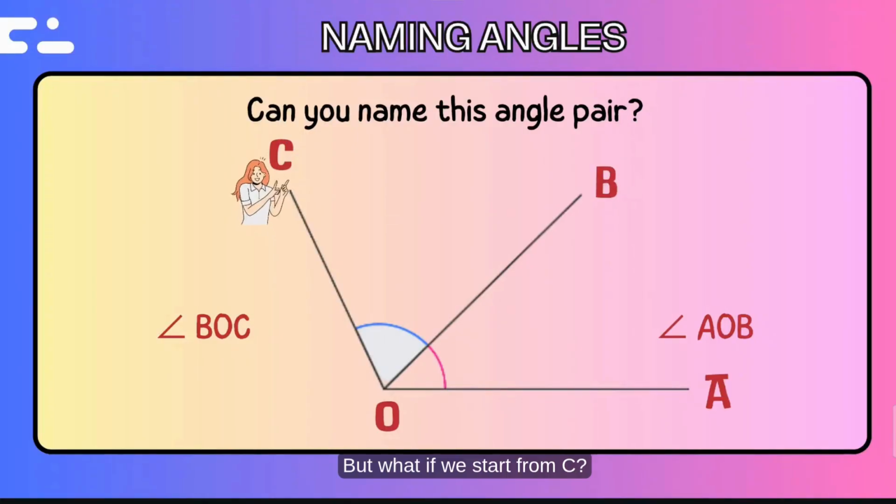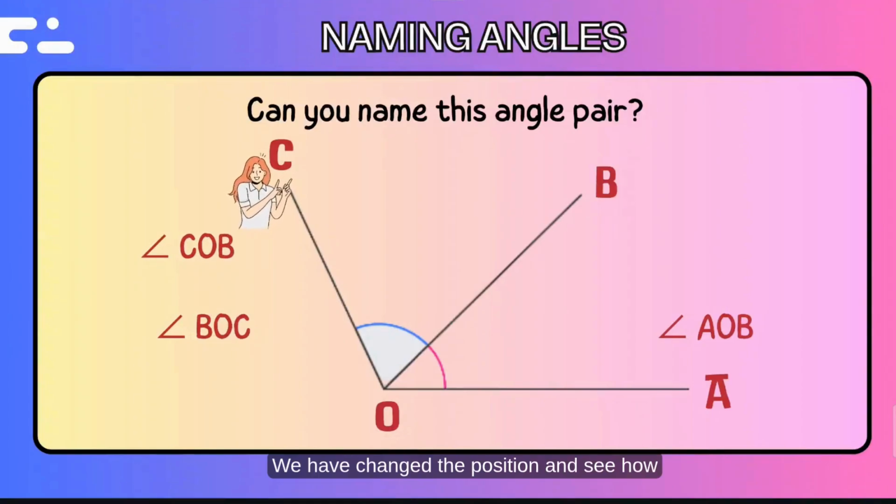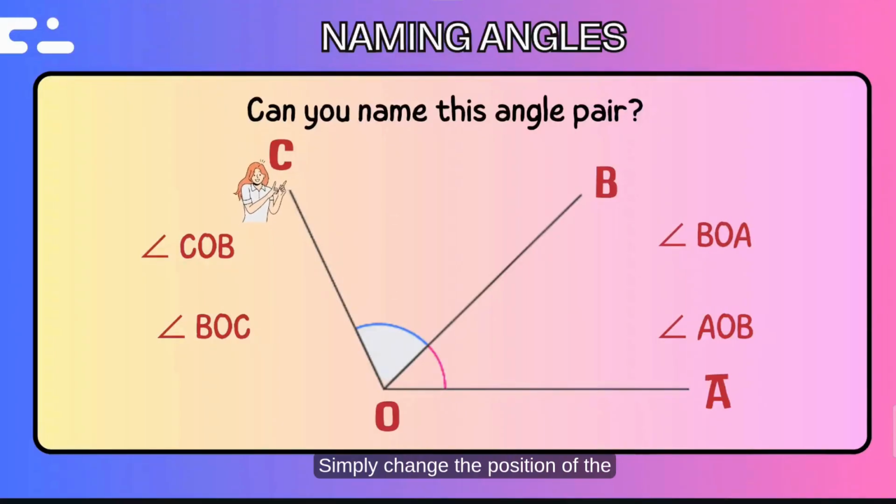But what if we start from C? Will that be correct? Perfect. It will be perfect to name this angle starting from C. It is not mandatory to start in alphabetical order. So we'll start from C, and can you name this angle now? It will be COB. We have changed the position, and see how the vertex where the angle is getting formed always remains in the center. What does that mean for you? That means whenever an angle is given to you, you will quickly identify the point where the angle is getting formed, the point of intersection. Similarly, the other way of naming angle AOB will be angle BOA. Simply change the position of the two arms.